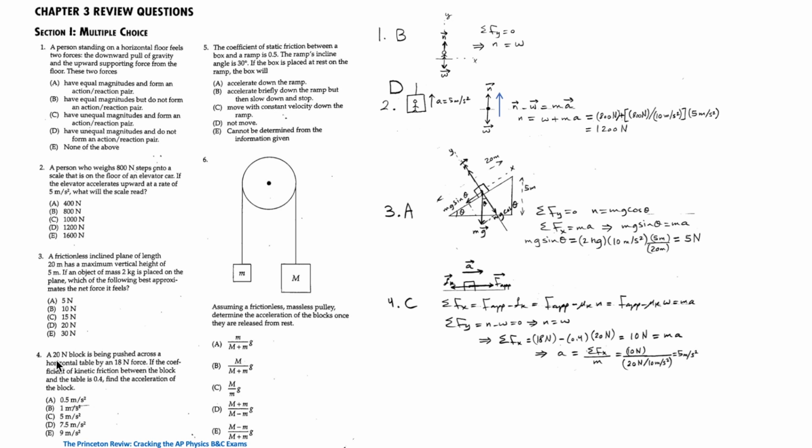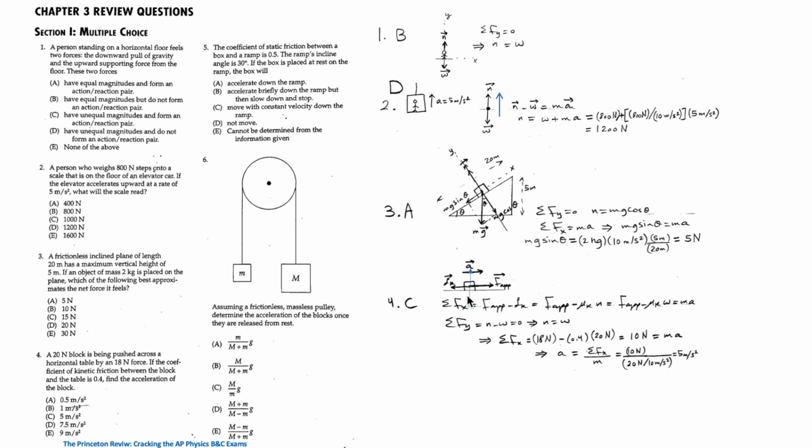So for question 4, a 20 newton block is being pushed across a horizontal table by an 18 newton force. So if the coefficient of kinetic friction between the block and the table is 0.4, so mu k is equal to 0.4, find the acceleration of the block.